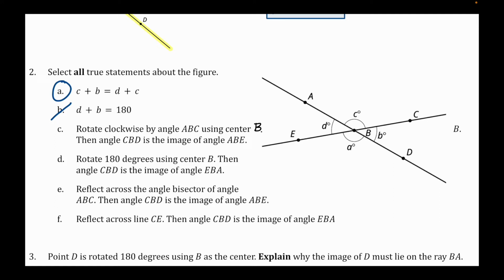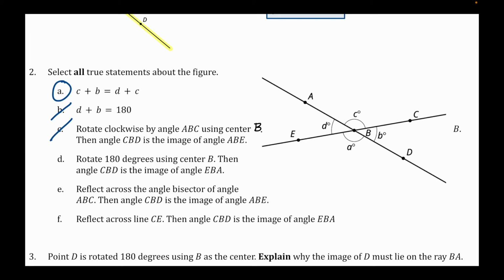So let's look at this on here. Rotate clockwise by angle ABC using center B. Then angle CBD is the image of ABE. Not gonna work because we won't have things overlap here. We actually do have to rotate, but we can rotate by 180 for this entire figure. So this one isn't gonna work for us.